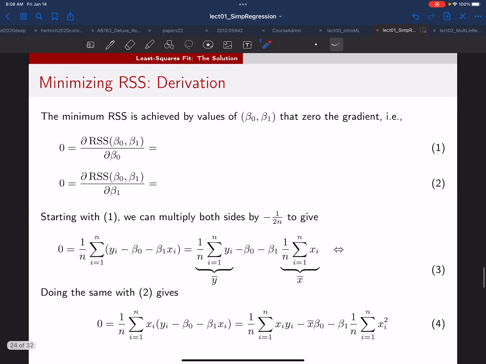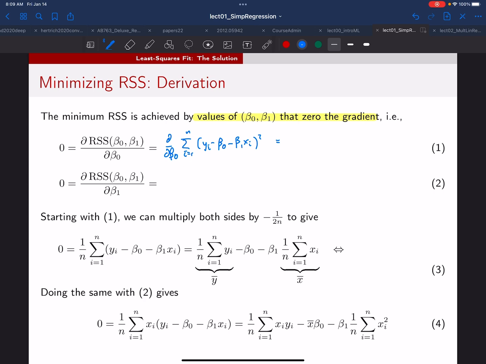So as we said, we want to find the values beta 0 and beta 1 that zero the gradient vector. They zero those two partial derivatives. So let's just start out. First of all, we want to take the partial derivative of RSS with respect to beta naught. So let's remember what that is. We have the partial derivative, and then we have the sum i equals 1 to n, and then RSS was yi minus yi hat, but let's write yi hat explicitly in terms of the betas. So we're going to have yi minus beta 0 minus beta 1 xi, squared.